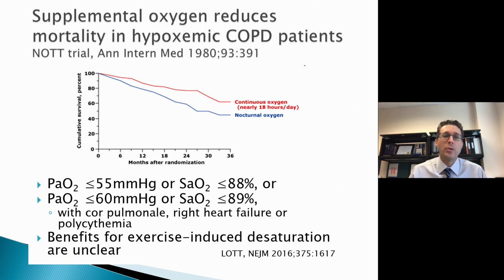We've known for 40 years that supplemental oxygen reduces mortality in patients with hypoxemia, defined in those initial studies as a PaO2 less than 55 or a SAT less than or equal to 88%, or PaO2 less than 60 or SAT less than or equal to 89% with signs of right heart dysfunction or polycythemia. These numbers may be very familiar to most clinicians, as these are still used by Medicare and other insurance companies as indications for supplemental oxygen.